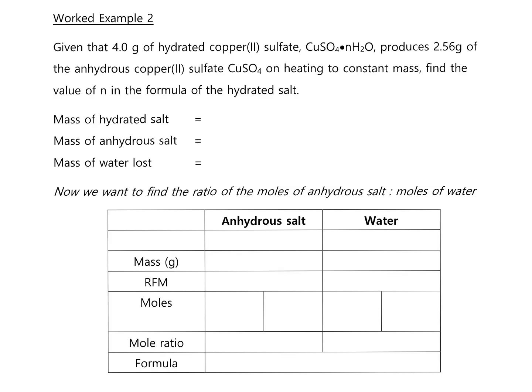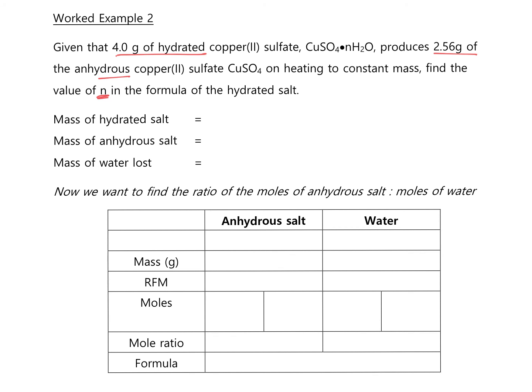Okay girls, I'm going to do one more example with you, and then I'm going to get you trying a few yourself. So this worked example 2, you're not given quite as much experimental data, you're not given the mass of the evaporating basin, so this is in some ways a little bit more straightforward. So it says here that given that 4 grams of your hydrated salt produces 2.56 grams of anhydrous copper sulfate on heating, find the value of n. Now they've changed X to n, but that doesn't matter. We're trying to find the number of waters of crystallization in this. So we can just work with the direct values they've given us.